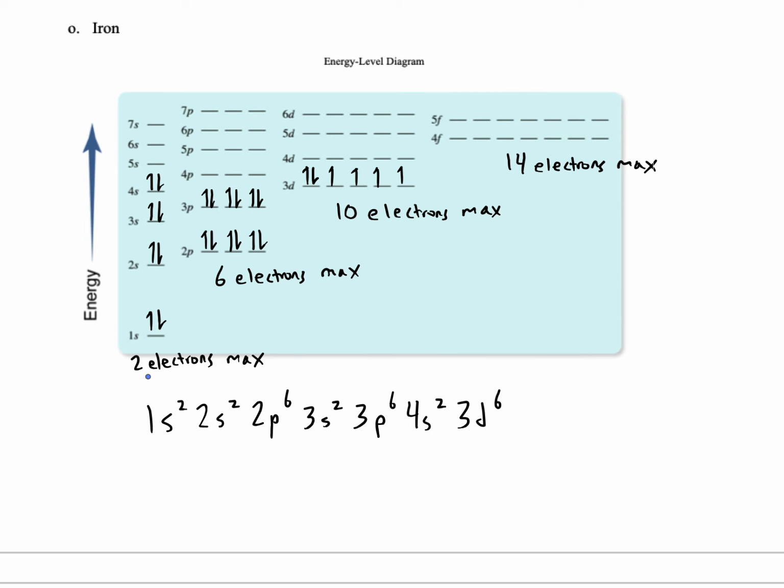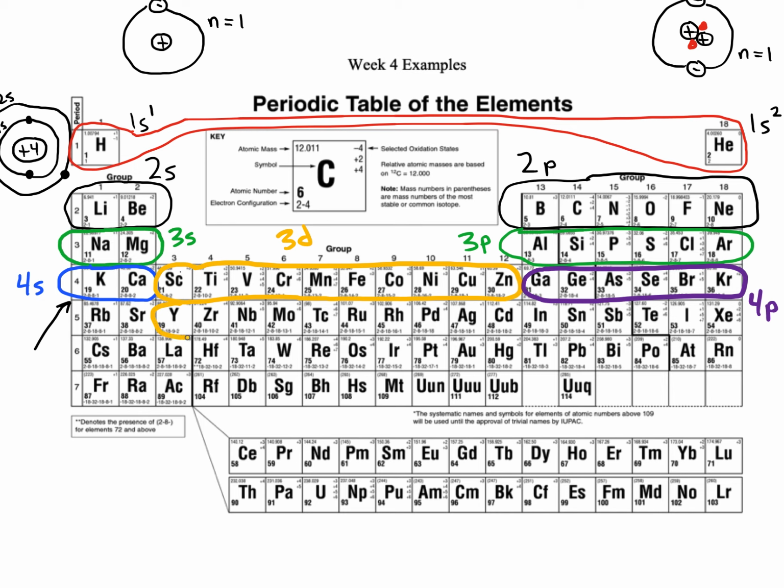Okay, notice that there is just one orbital in the s type. There are 3 orbitals in the p type of subshell, 5 orbitals in the d type, and 7 orbitals in what's called the f type of subshell. The d subshells are going to all be here in the middle. This is going to be 4d here.